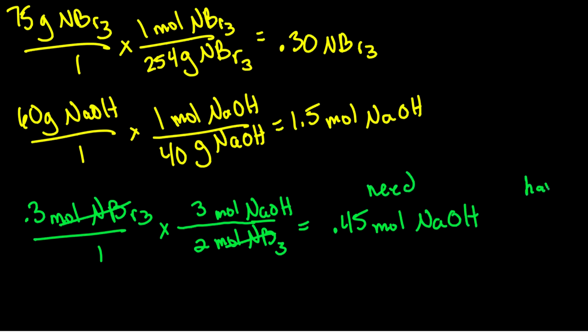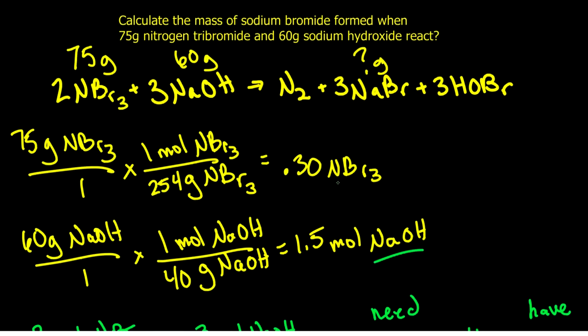Well, how much do I have? I go back up to sodium hydroxide. I got 1.5 moles of it. I need 0.45. I have 1.5. The right is larger, so that means it's excess. So sodium hydroxide is in excess. That means my nitrogen tribromide is the limiting reactant. So any stoichiometry past this point, I'm going to use nitrogen tribromide.